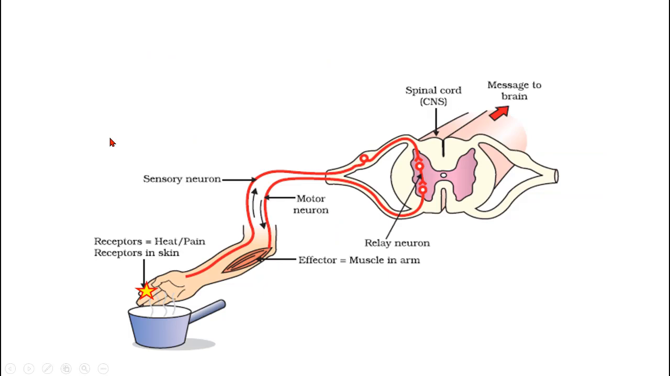So this just shows it again then. So the stimulus is the heat. The receptors in the skin detect it. They send an impulse along the sensory neuron up into the coordinator, which is the spinal cord. It then goes from the sensory neuron to the association neuron, travels across the association neuron, then it reaches the motor neuron, and then the impulse travels down the motor neuron to the effector, which is the muscle in the arm, and this muscle contracts and lifts your arm out of danger.